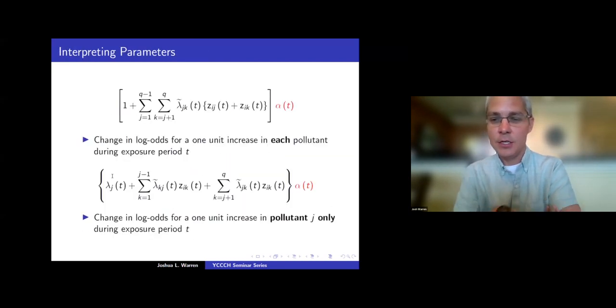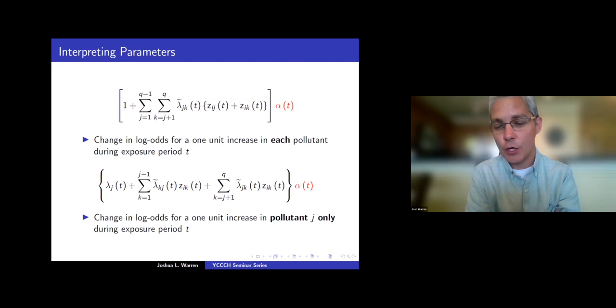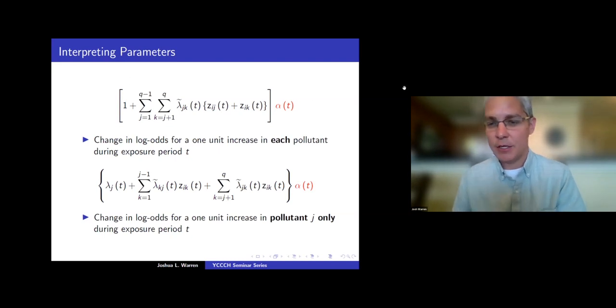Well, luckily, we still have relatively nice and estimable effects here, associations that we can talk about. So for example, for a change in the log odds for a 1 unit increase in each pollutant during a particular exposure period, this would be the quantity that you would make inference on. So you would exponentiate this and you would have an odds ratio, for example. Now recall for any model that includes interactions, the interpretation is always increasingly complicated because it matters where you start when you have interactions.